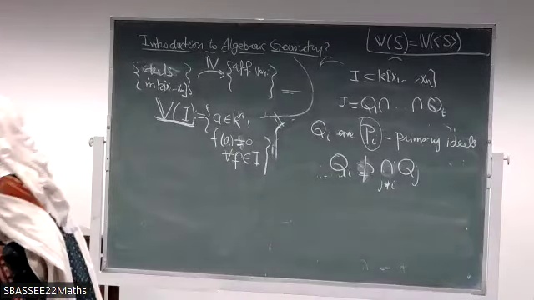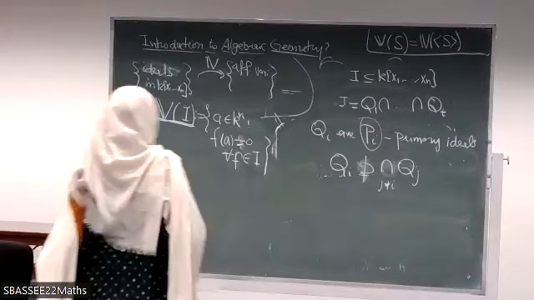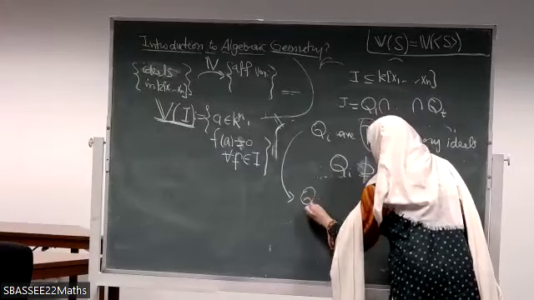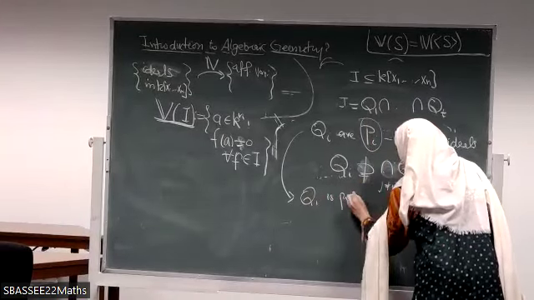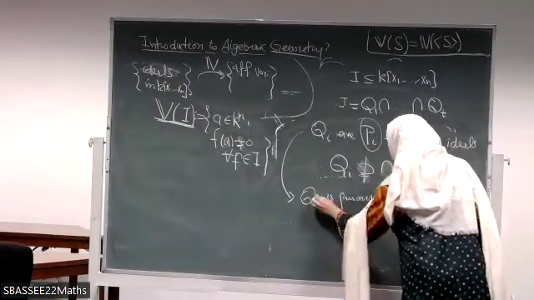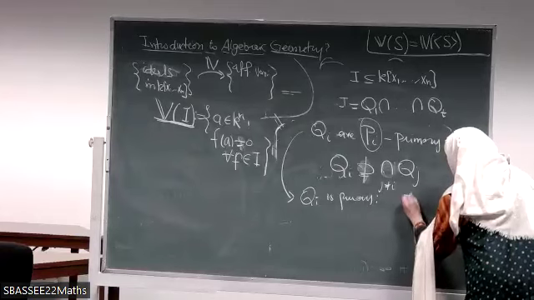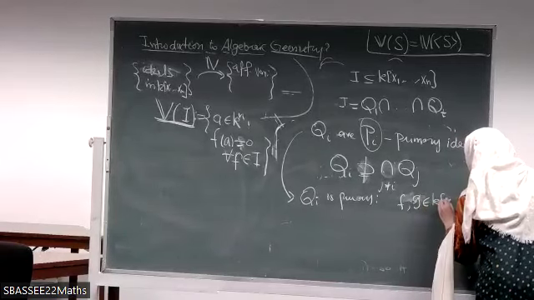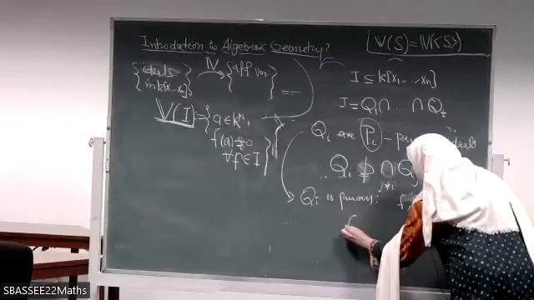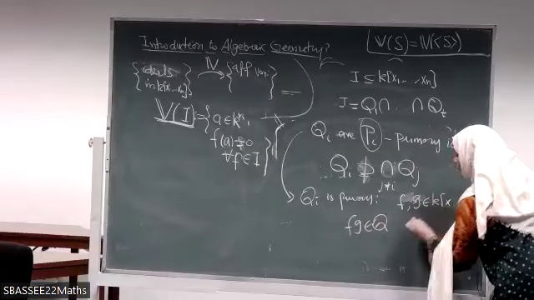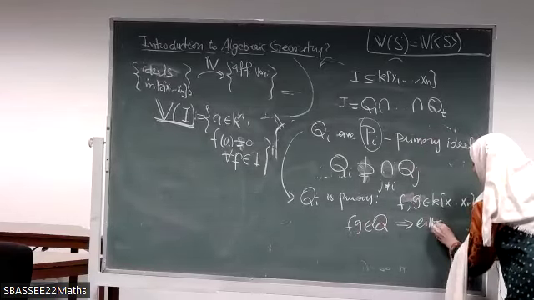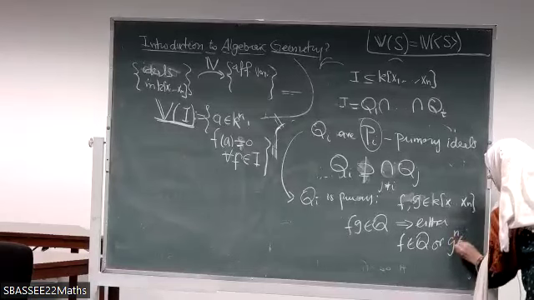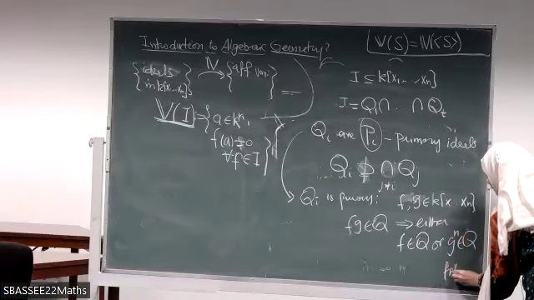Let me recall the definition of Pi-primary. So, the primary ideal definition: Qi is primary if, for f and g in A such that the product fg belongs to Q, this implies that either f belongs to Q or some power g^n belongs to Q, for some n.